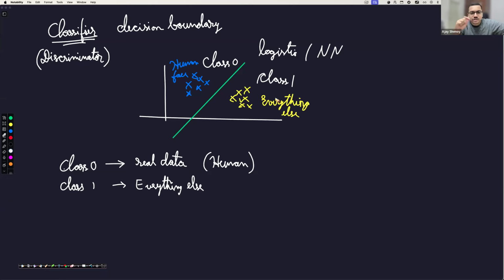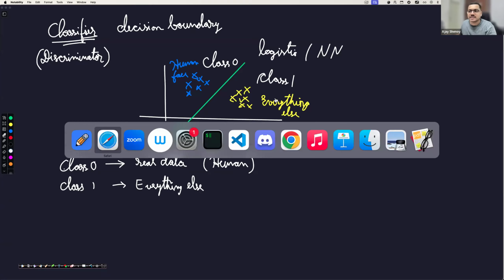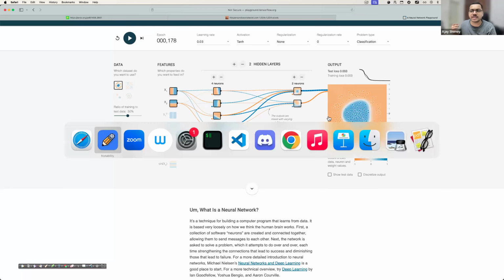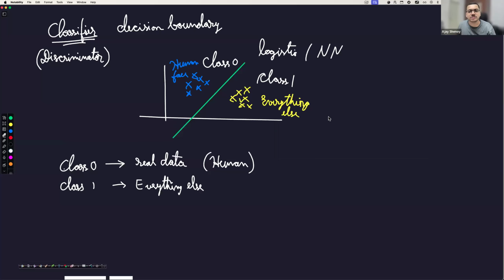No matter if it slightly deviates from a human face, it should say no. Here is an example of a very tight decision boundary. If I go a little away, it says, no, not a blue point, right? Something like that. Okay. Anything else? Any other comments about this?